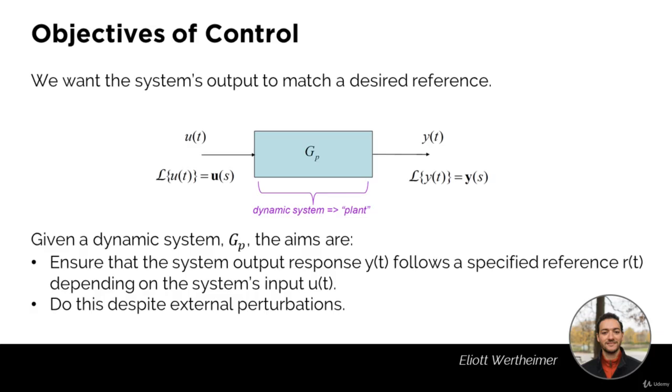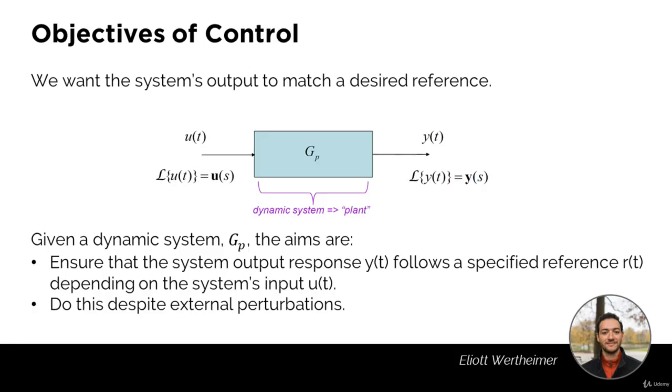First of all, what are the objectives of control? Well, we want the system's output to match a desired reference. You're familiar with the diagram here. We have an input signal u(t), whose Laplace transform is U(s). We have a block representing the transfer function Gp of the dynamic system or the plant. And we have its output y(t), whose Laplace transform is Y(s).